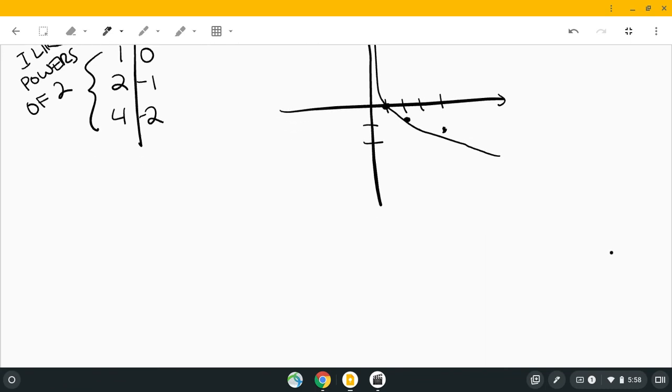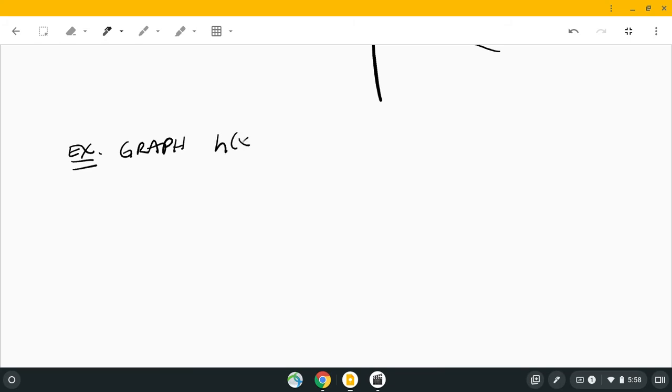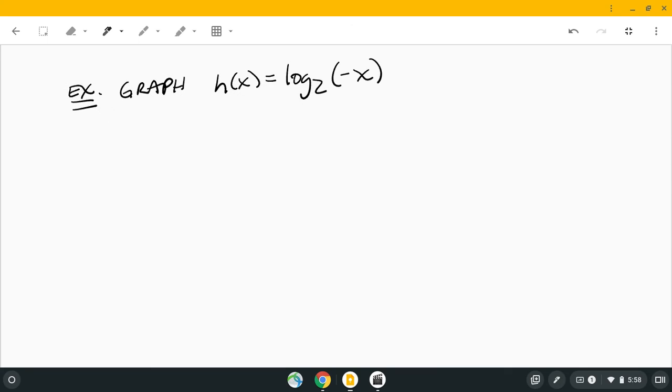All right, and let's go ahead and graph one more. Let's graph h of x, which equals log base 2 of -x. And we should expect the graph to be reflected over the y-axis now. Okay, so let's have a look.